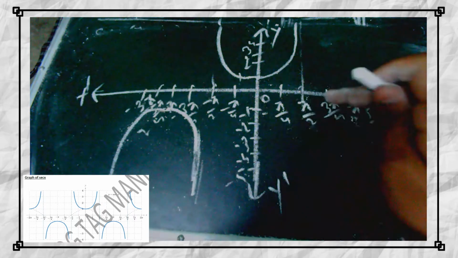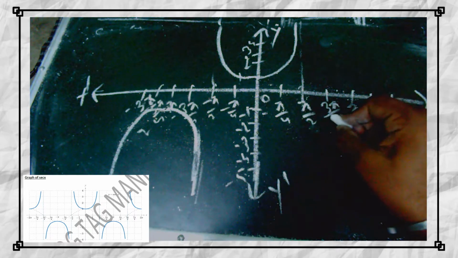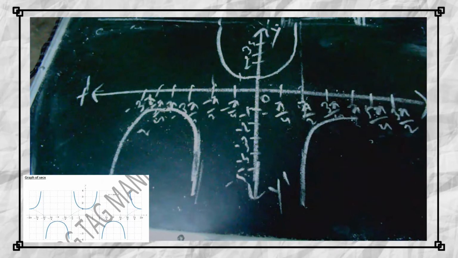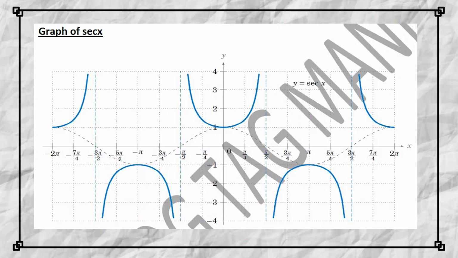And as the value of sec of pi by 2 was infinity, it will go parallel to this line x equal to minus pi by 2, and it will again move on for 3 pi by 2. It will again go parallel and like this. So the graph of sec x is like this.